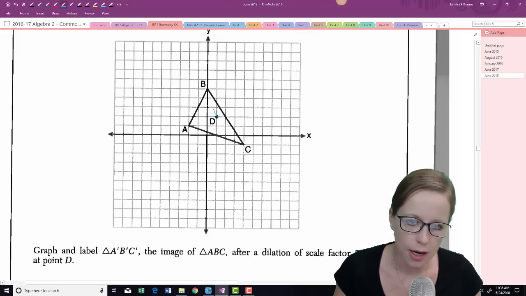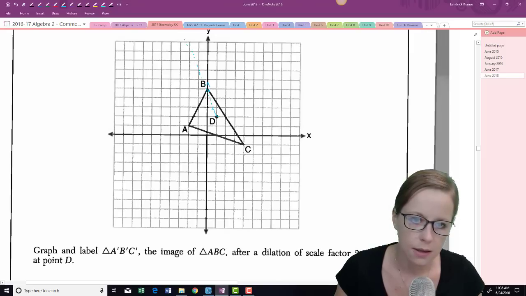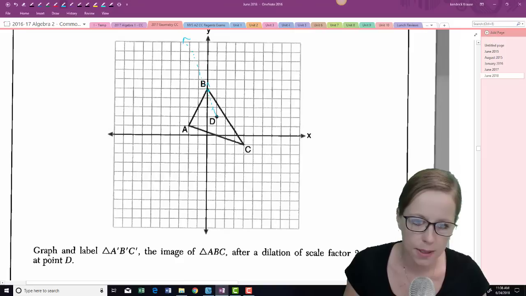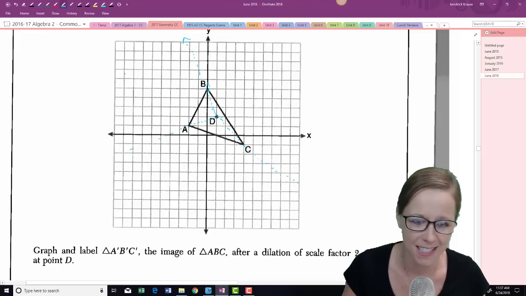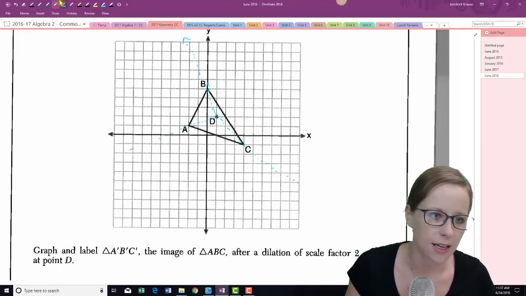You should construct or draw lines from the center of dilation through the points. Again, I'm so sorry about these lines. They're really hard to draw straight on here.